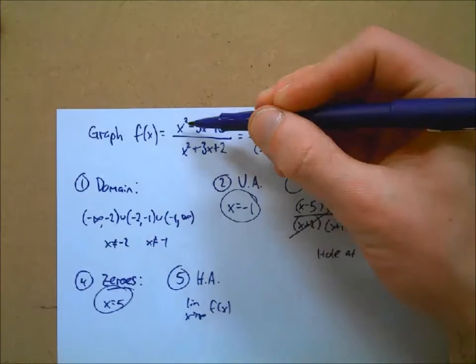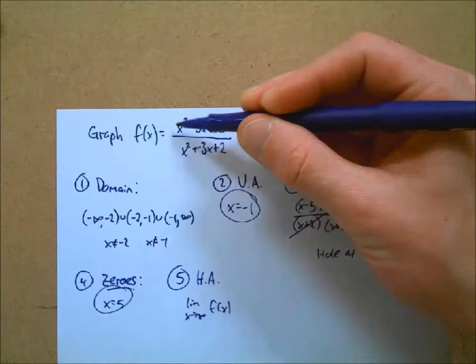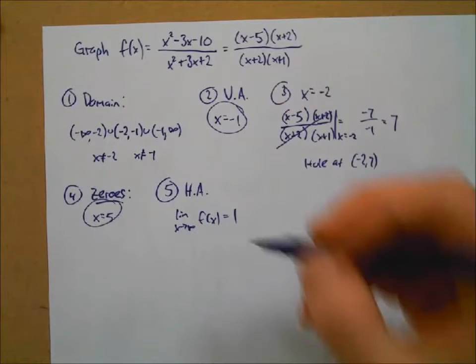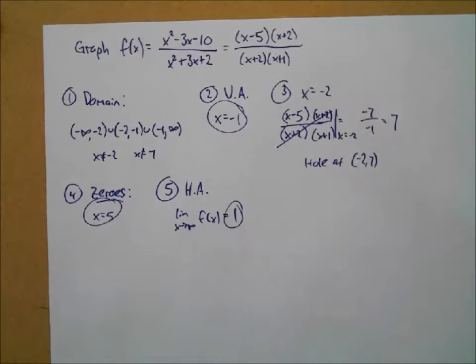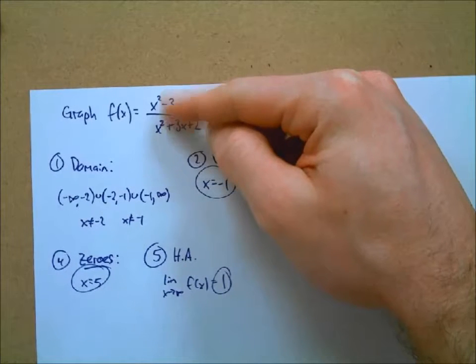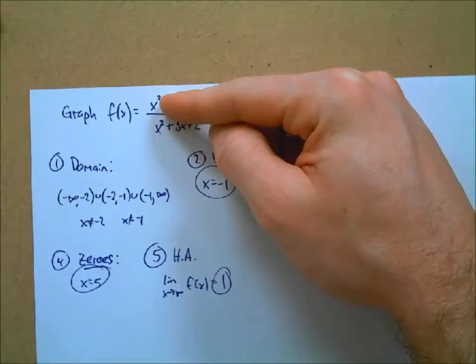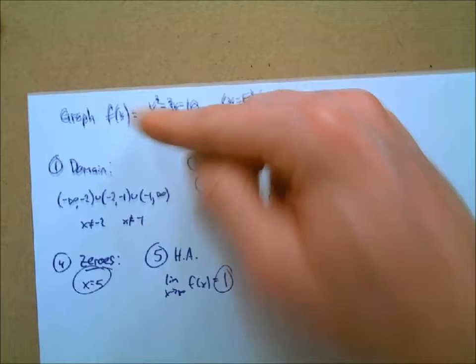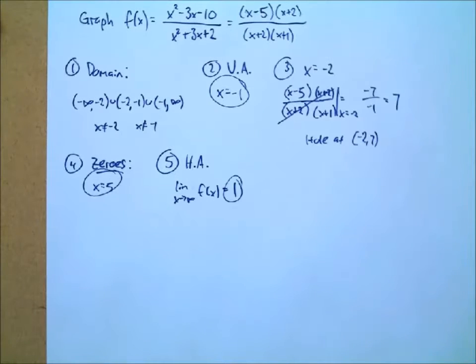Use your degree rules here. The degree at the top is the same as the degree of the bottom, so it's the ratio of the lead coefficients. It's just 1. Will we always have a horizontal asymptote? Not necessarily. We have degree rules here where the limit might not exist. That would be no horizontal asymptote. And if the degree of the bottom is bigger, then we'll have a horizontal asymptote at 0 or on the x-axis there. So, okay, question, yeah.